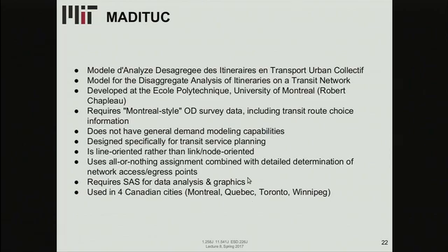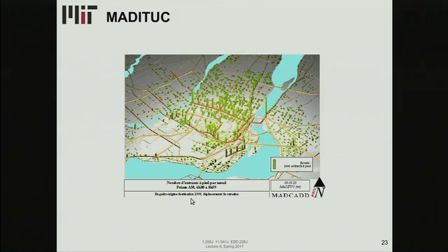So everybody makes the same decision, kind of thing. And it doesn't have built-in data analysis or graphics capabilities, so you take the outputs of it and you put it somewhere else. These people were using SAS and other software to generate graphics and to generate plots and calculate statistics. It's been used in 4 of the Canadian cities, Montreal, Quebec, Toronto, and Winnipeg. And here's an output of that data plotted with a different software.